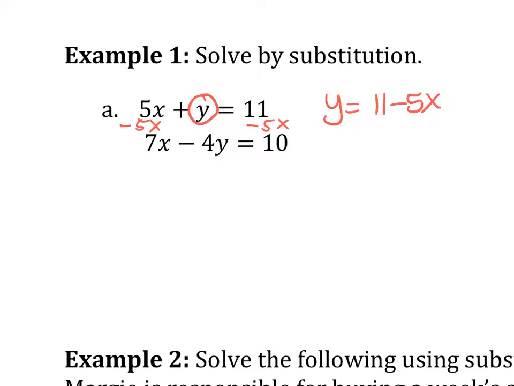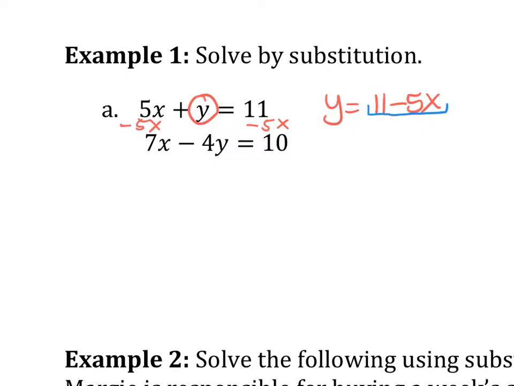Okay, then we take what that y equals. Gentlemen? We take what that y equals. Please stop talking.